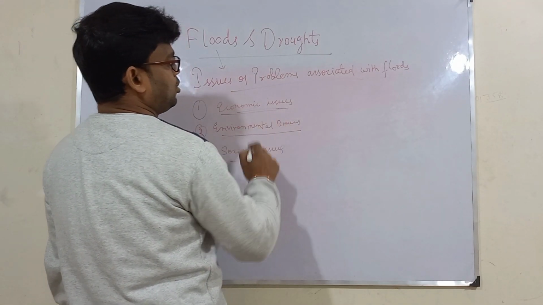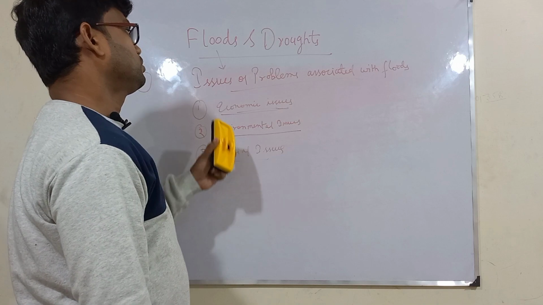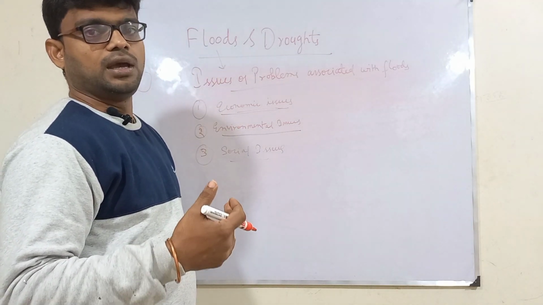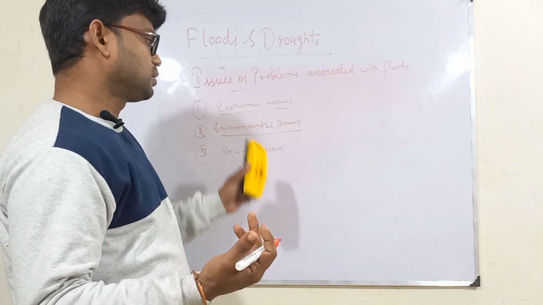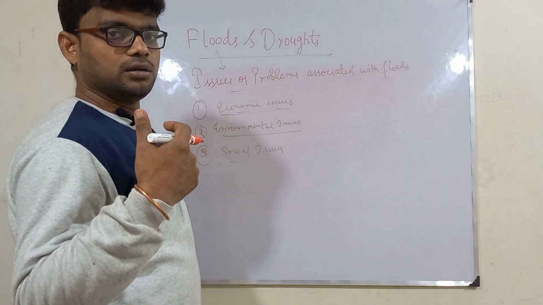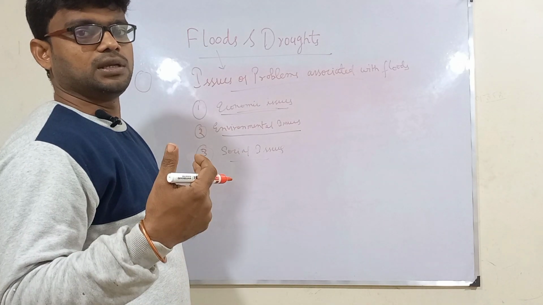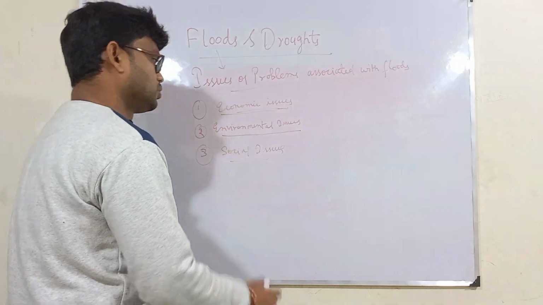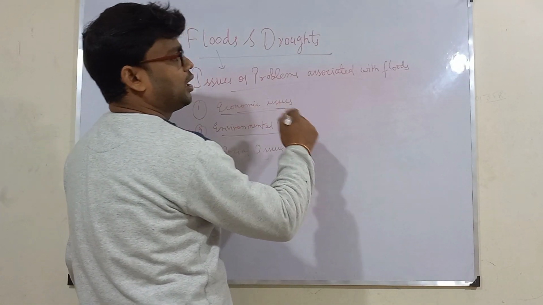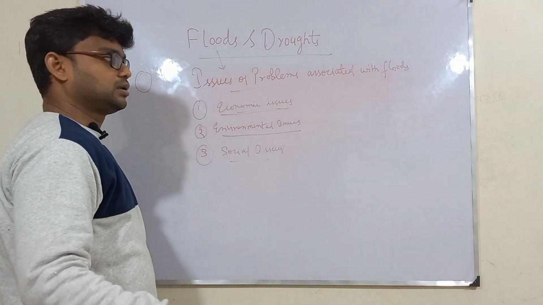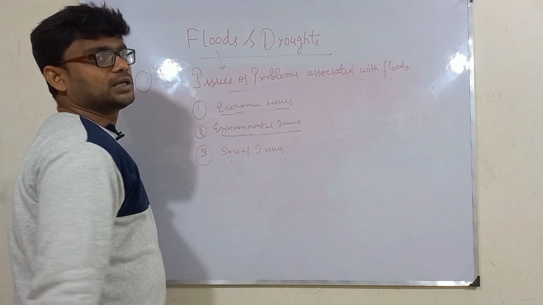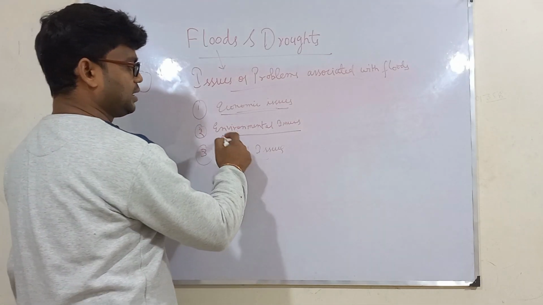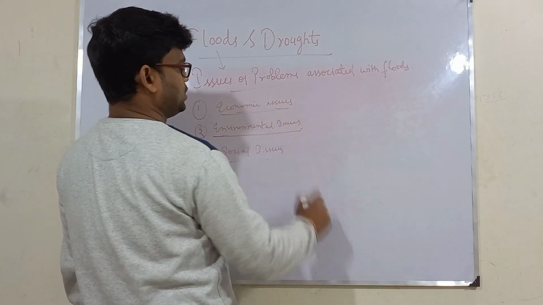Next is environmental loss. How does it cause environmental loss? Due to floods, we know that a large amount of vegetation, plants, and forests get destroyed. Along with this vegetation, it creates huge loss to wildlife. Many animals die due to floods. So that is the environmental loss. Again, due to floods, the groundwater or the supply water gets polluted, and that again results in an environmental issue.